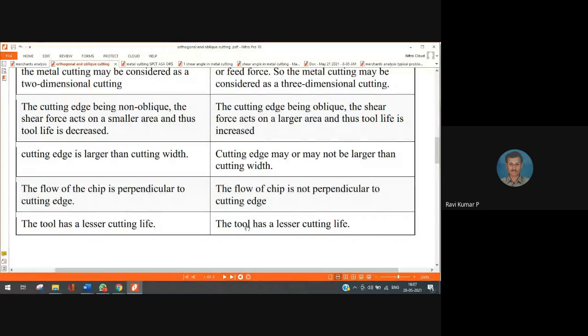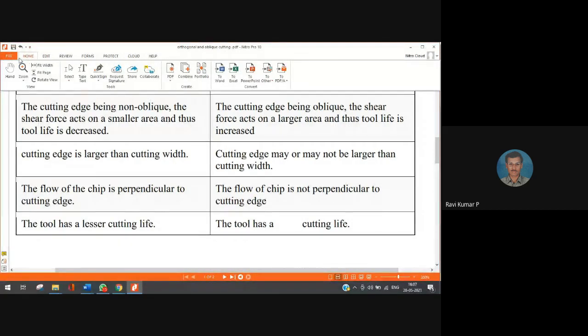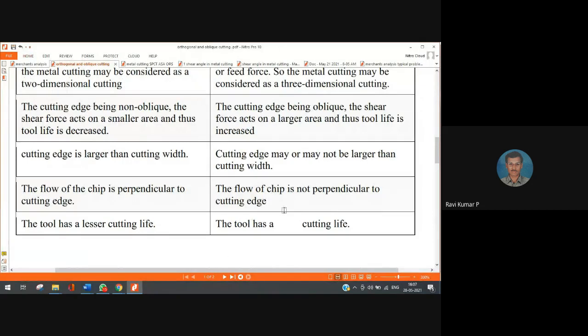A mistake was made here. So in oblique cutting, the cutting tool has better life here. I'll make a correction, nothing to worry. So this is a better tool life. So there is a print mistake.